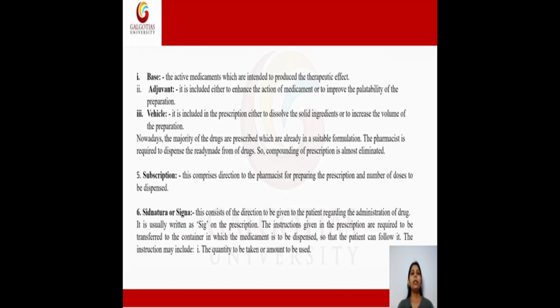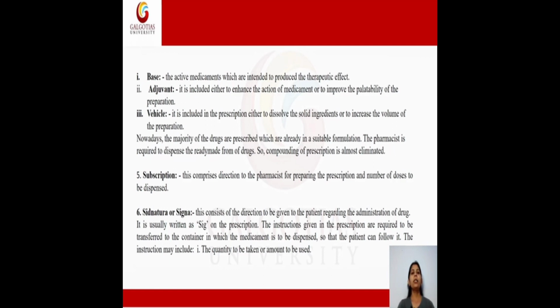Second, adjuvant. It is included either to enhance the action of the medicament or to improve the palatability of the preparation. In case a patient needs a fast mode of action of the base drug, then in that case the pharmacist may prescribe adjuvants so that it may increase the mode of action or the therapeutic effect of the base drug.